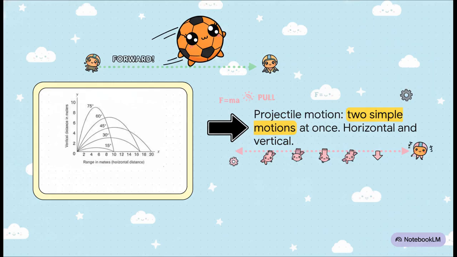Now let's try something a little more complex, like throwing a ball. It looks like one complicated arc, doesn't it? But physics lets us peek behind the curtain and see what's really going on. It's just 2 simple motions happening at the exact same time. The ball is moving forward at a steady clip, while gravity is pulling it down. The rulebook takes something that looks complex and makes it simple.